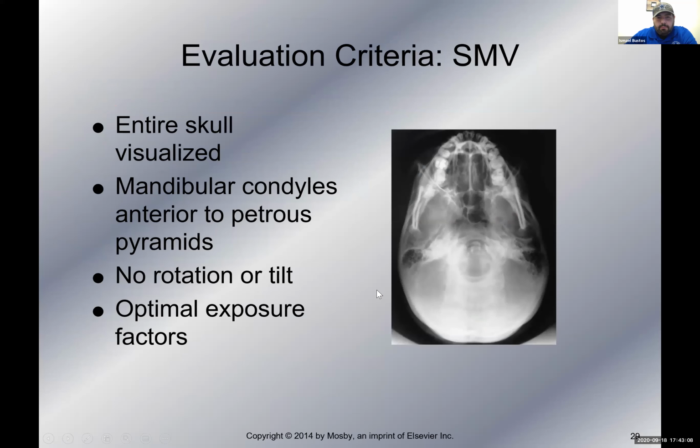Here's what it looks like. Again, entire skull visualized. You want to make sure that these mandibular condyles are not superimposed over those mastoids. If you see them superimposed over the mastoids, then you have excessive flexion, insufficient extension, or the CR was not perpendicular to the IOML. Remember, for rotation, we're looking at the midsagittal plane. If it goes that way or that way, it's rotation.